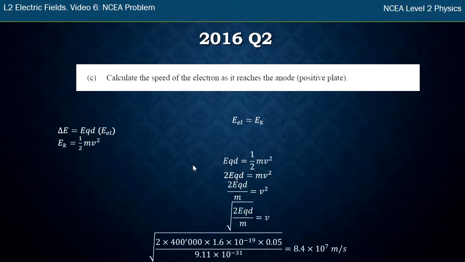So 2, the electric field strength I found in the first question, which is 400,000, the charge of the electron, 1.6 by 10 to the minus 19, the distance, 0.05, divided by the mass, 9.11 by 10 to the minus 31. Finding that on my calculator gives me 8.4 by 10 to the 7. Now that's very fast, but electrons are very light, so they're easy to accelerate to quite high speeds. So that was a merit as well.